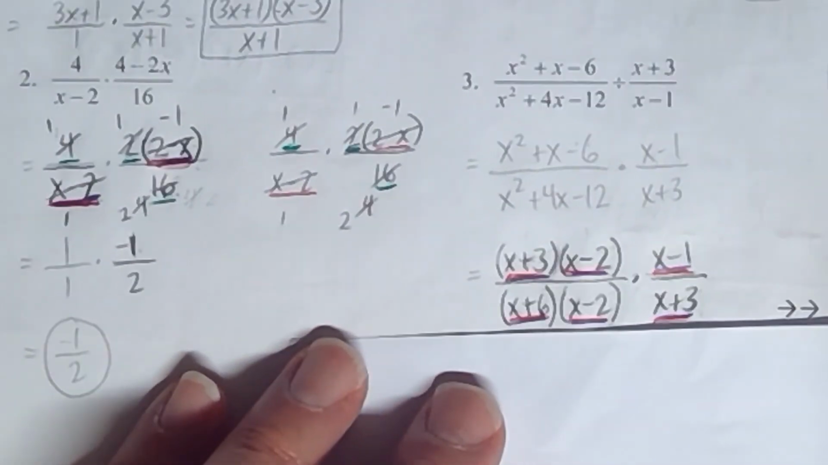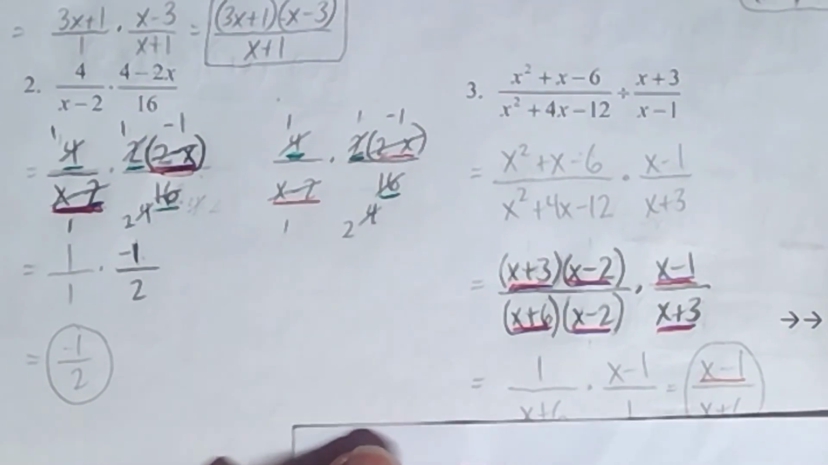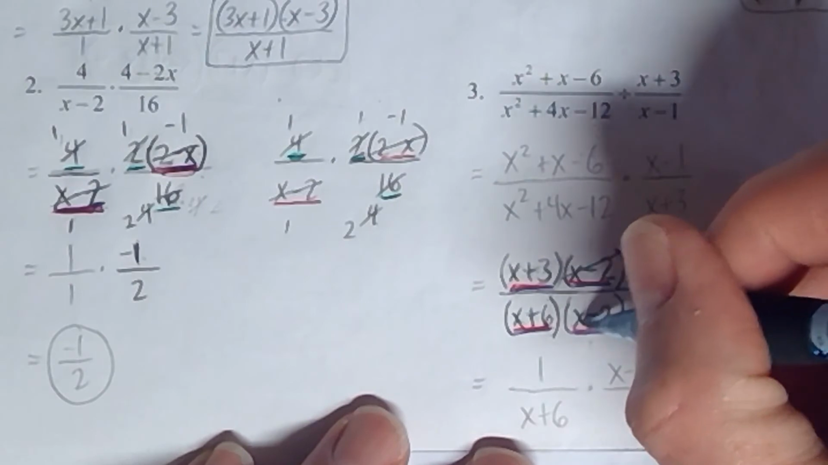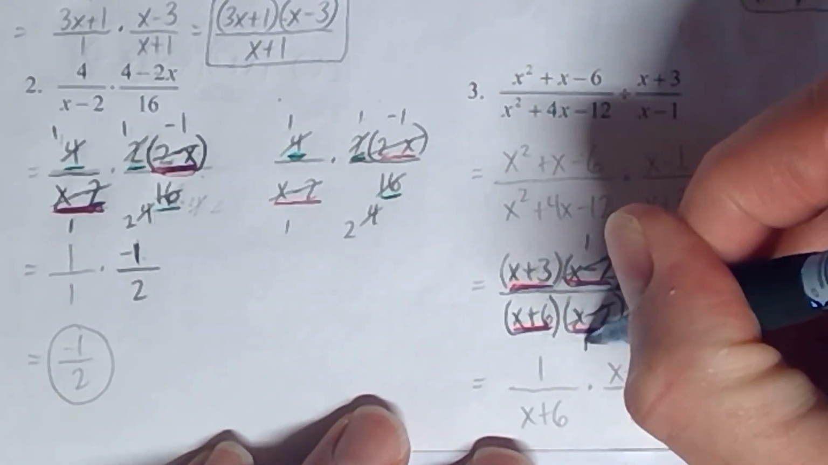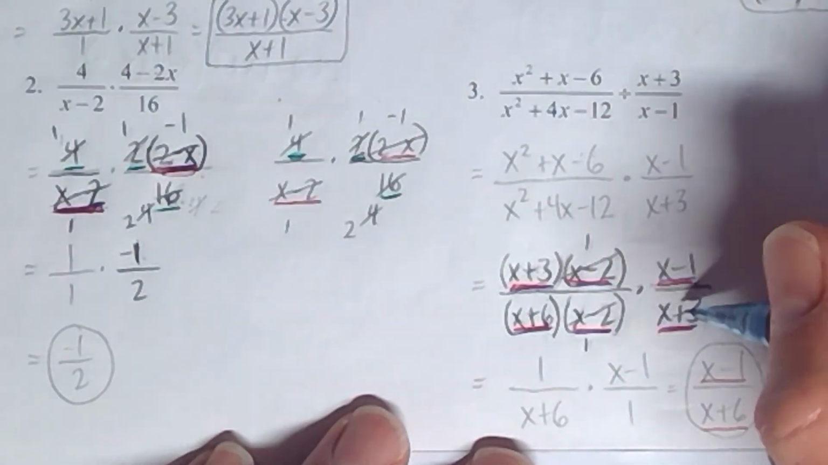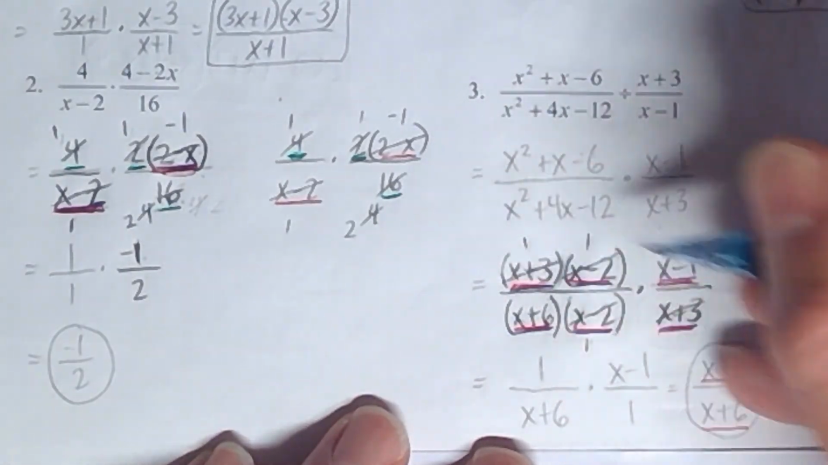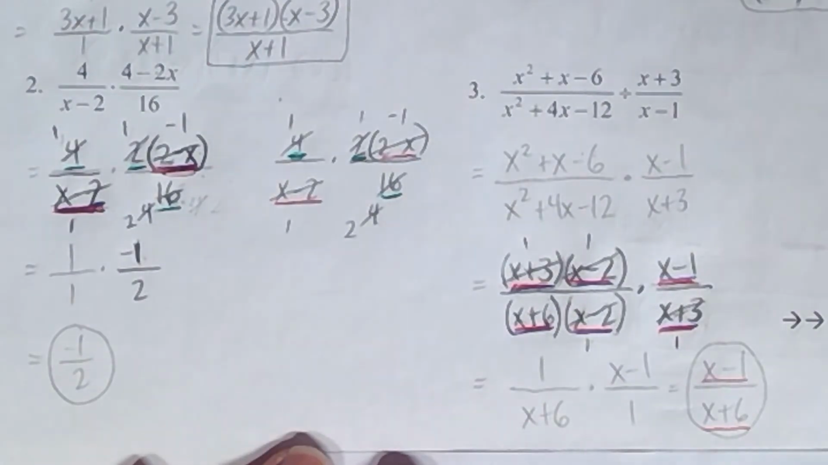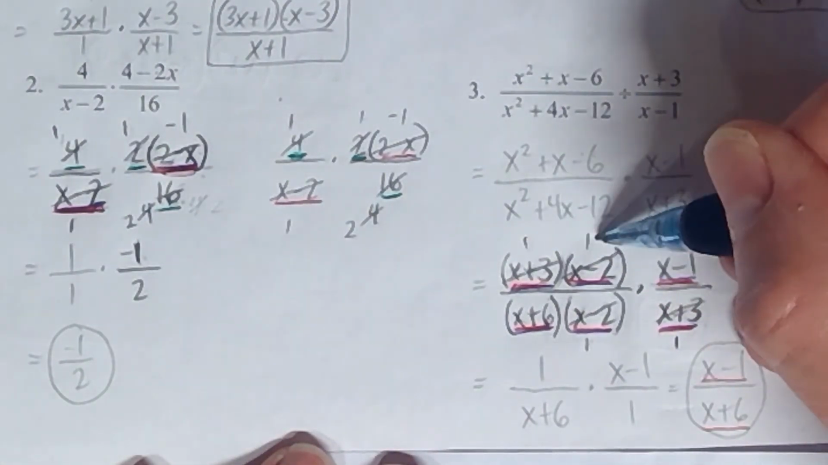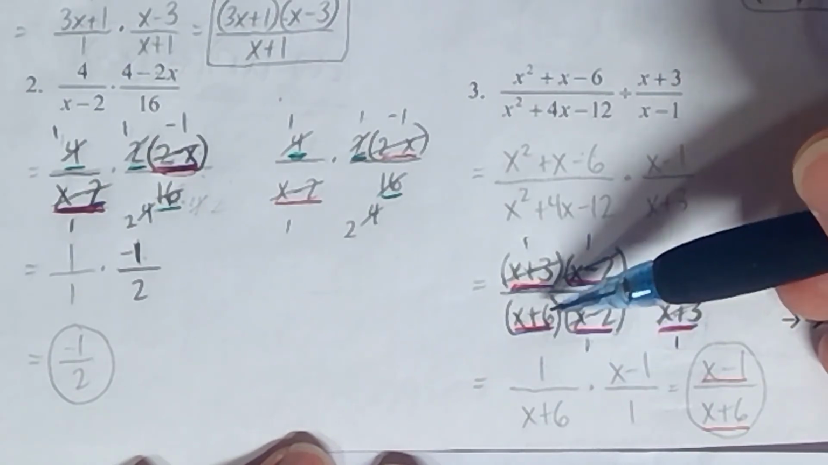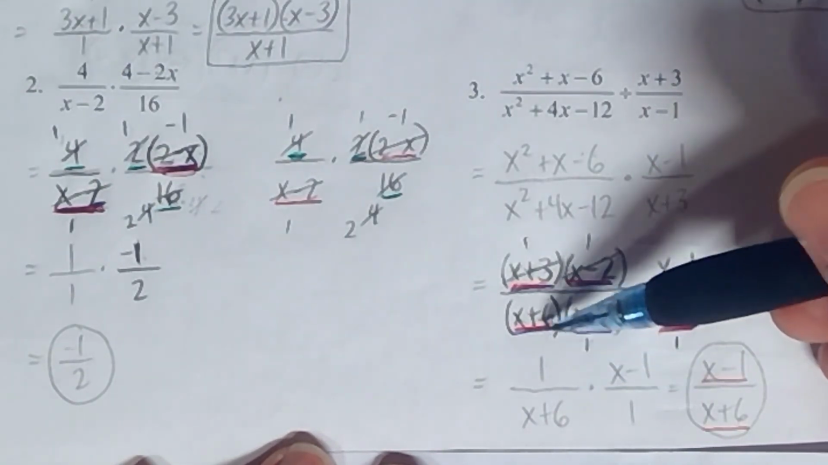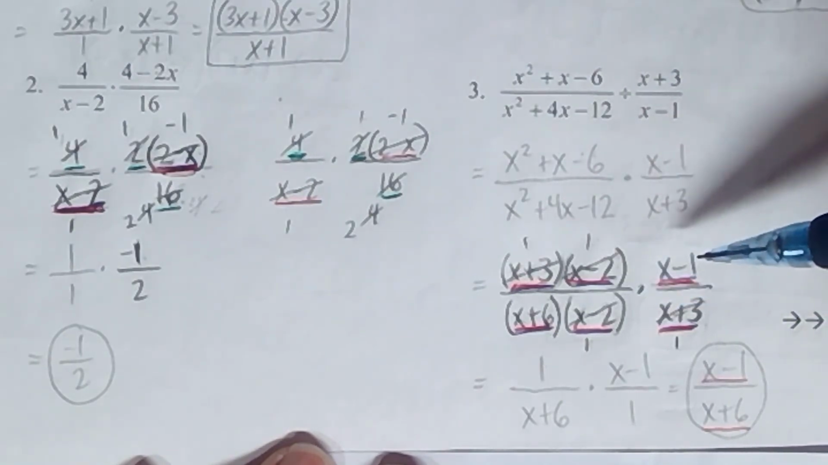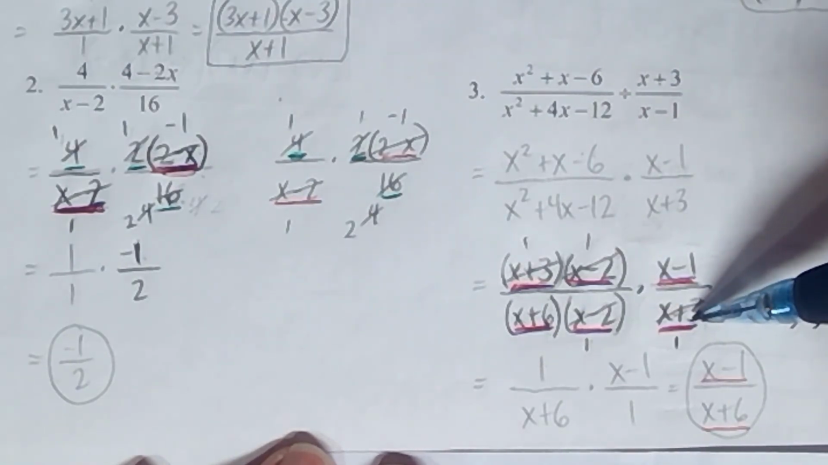So what can I cancel amongst those red ones? I can cancel the x minus 2 and the x minus 2. And also I can cancel the x plus 3 and the x plus 3. Since they're both identical, they just become 1 over 1 on both of those. What do I got left? 1 times 1 on the top of the first fraction. X plus 6 times 1 underneath it. Again, you're multiplying by 1. You don't need the bracket there, at least not on this step. And then x minus 1 over 1 here.